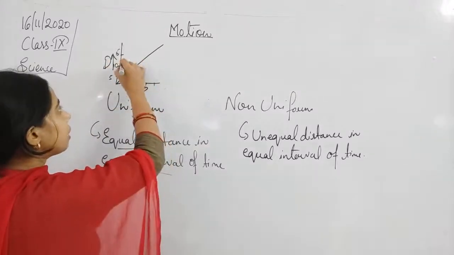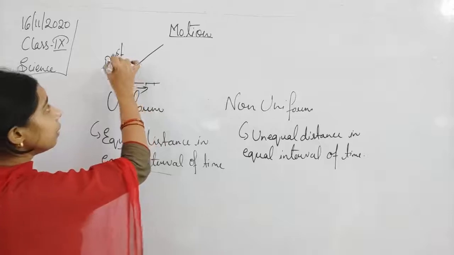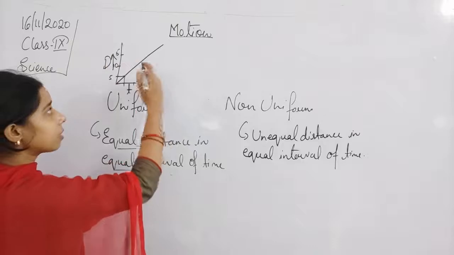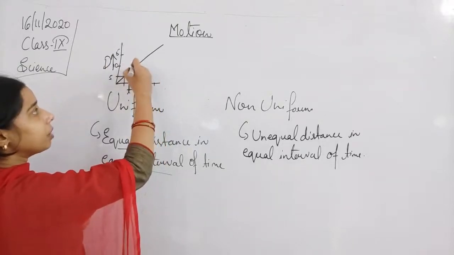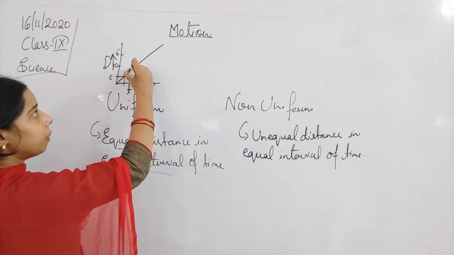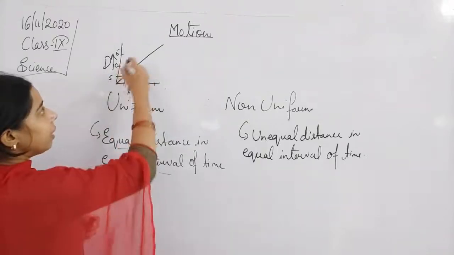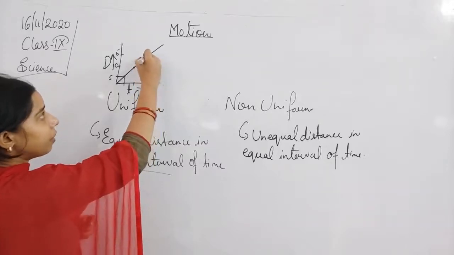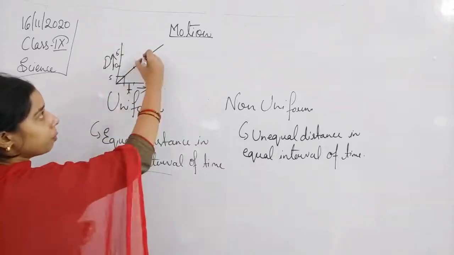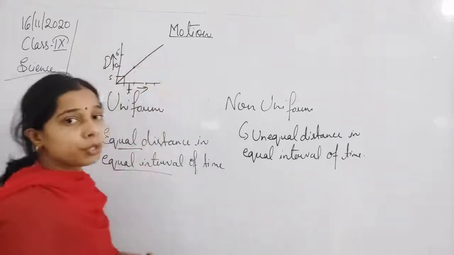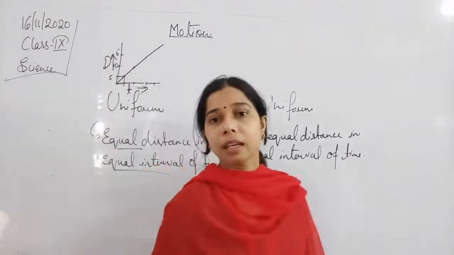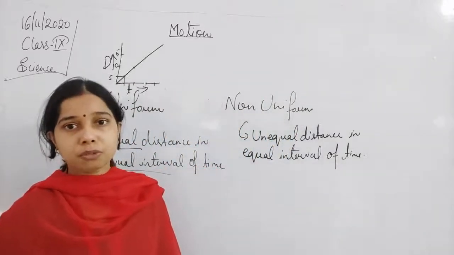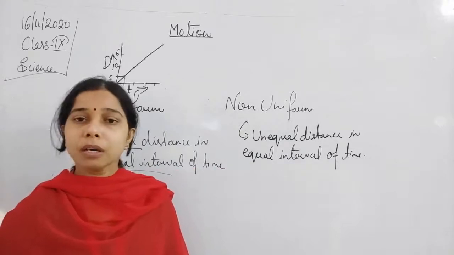Then the second point: in the next second it travels another 5 meter, so the second point will be here. Likewise, in the next second it travels 15 meter, so we put a point here. When you join all of them, you get a straight line. So we can say that uniform motion shows a straight line. The graph for uniform motion will be a straight line.